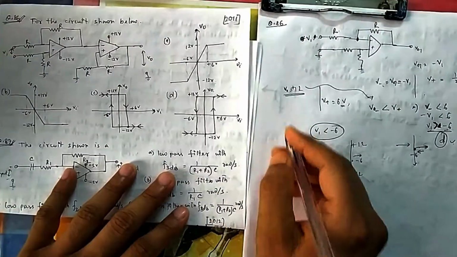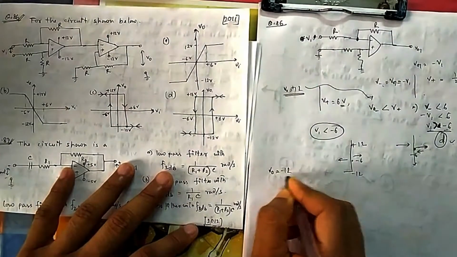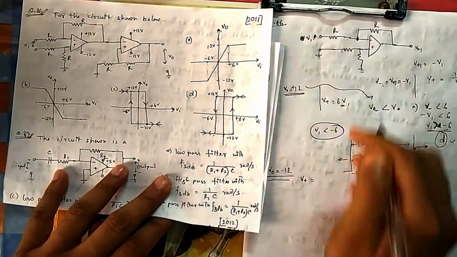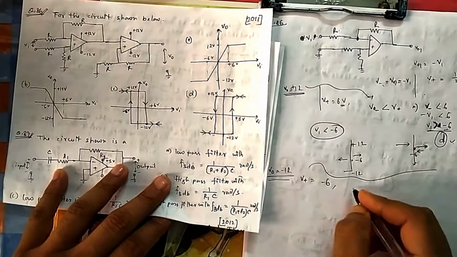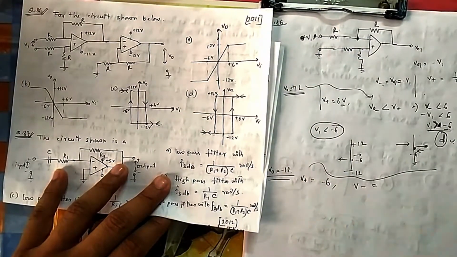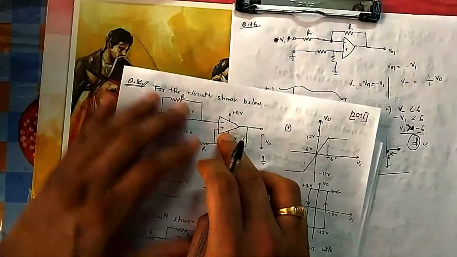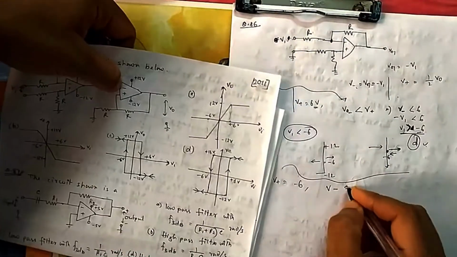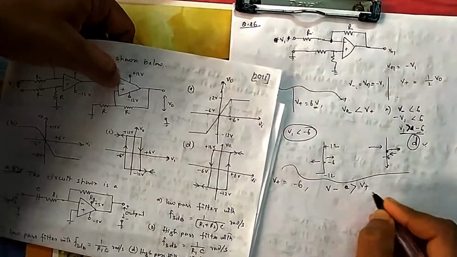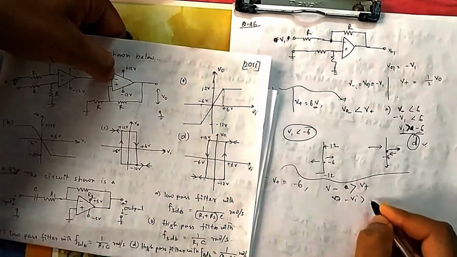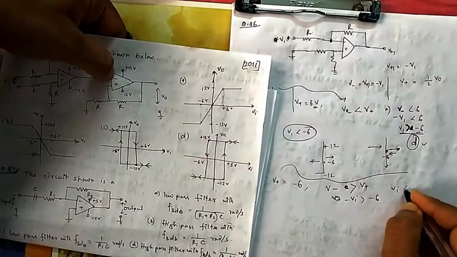Or else what you can do, you try with minus 12 also. You try with minus 12, then what will be your V plus? This will be equal to minus 6, and what will be your V minus? Because it is minus 12 now, V minus should be greater than V plus. So V minus, that is minus V in, should be greater than minus 6, or V in should be less than 6.